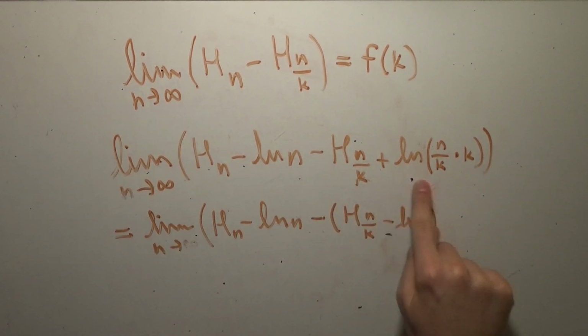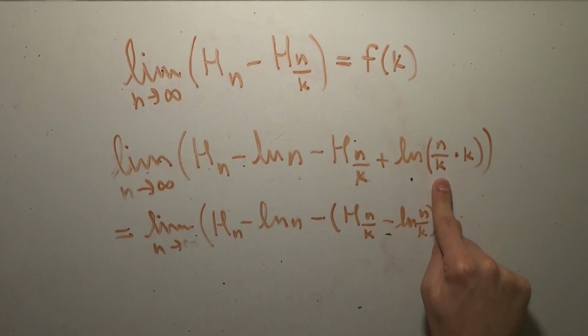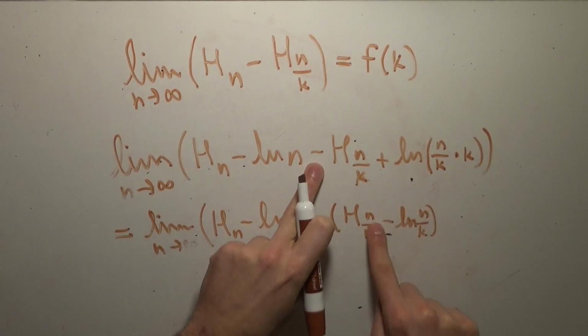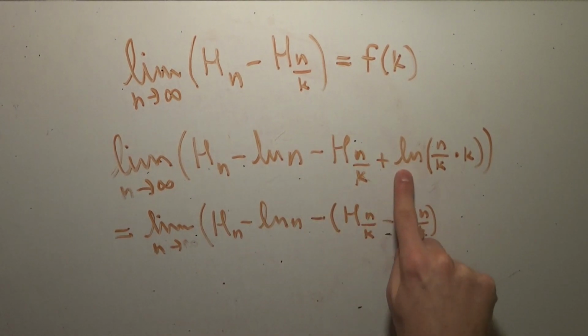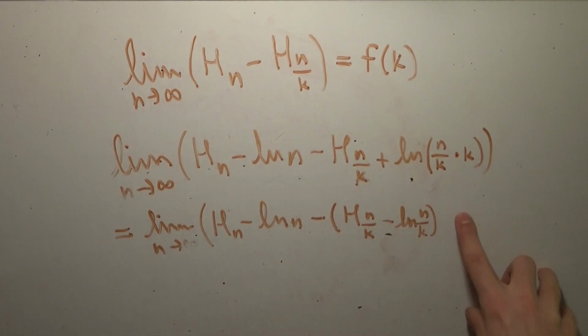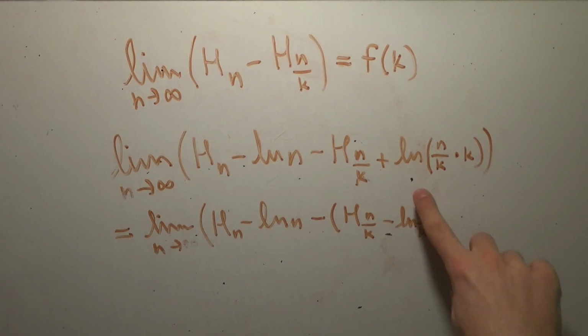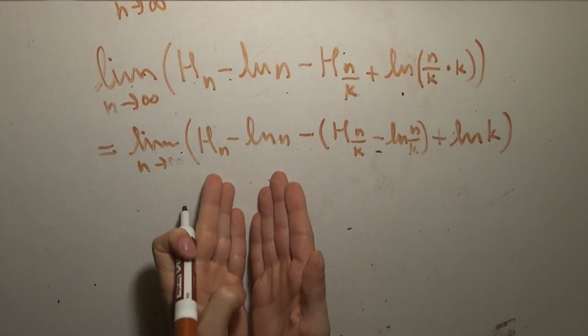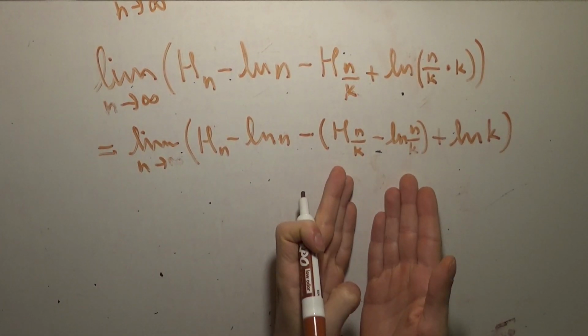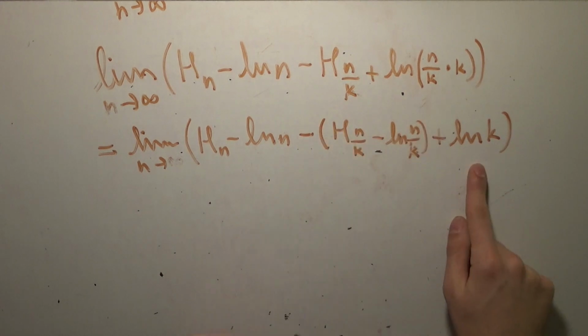Because if you think about it, I have the positive natural logarithm of n over k here, and I'm factoring out a negative 1 from this term and that term. So the one that was negative becomes positive, and the one that was positive becomes negative. And so what I'll be left with on the outside here is plus natural logarithm of k. But if you'll notice, if I were to break this up into different limits, this limit would converge, this limit would converge, and this limit would converge.